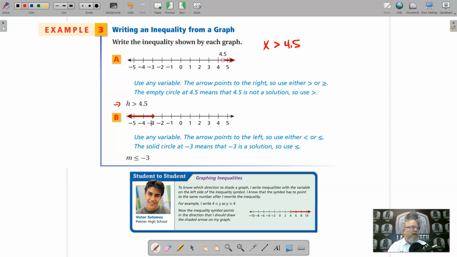On the next one, I'm going to use the value x, even though they use an m. And now it's less than. It is a closed dot, so it could also be equal to. That's the key there. Notice that open dot does not have half an equal sign. Closed dot, it does have half of the equal sign. And our value here is -3, and that's it there. X is less than or equal to -3 right here.